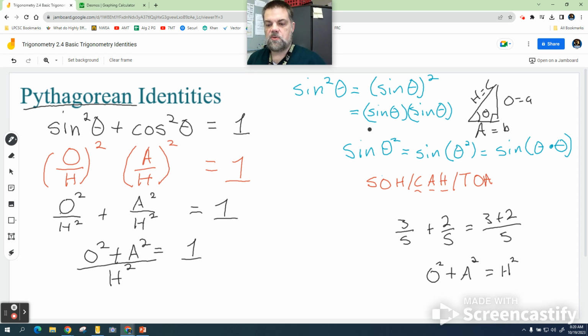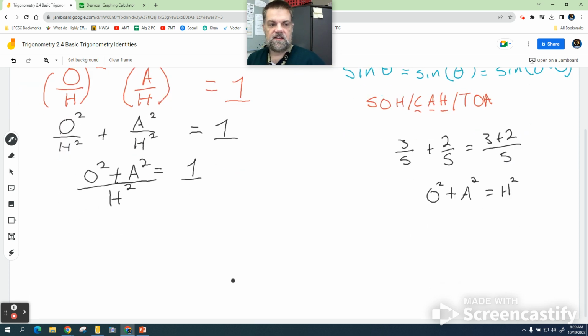So if O squared plus A squared is equal to H squared, can I plug in for this? Can I write H squared, can I substitute that in over H squared? Doesn't that equal 1? Anything divided by itself is 1. So that's the identity. Okay, that's the proof of the identity.